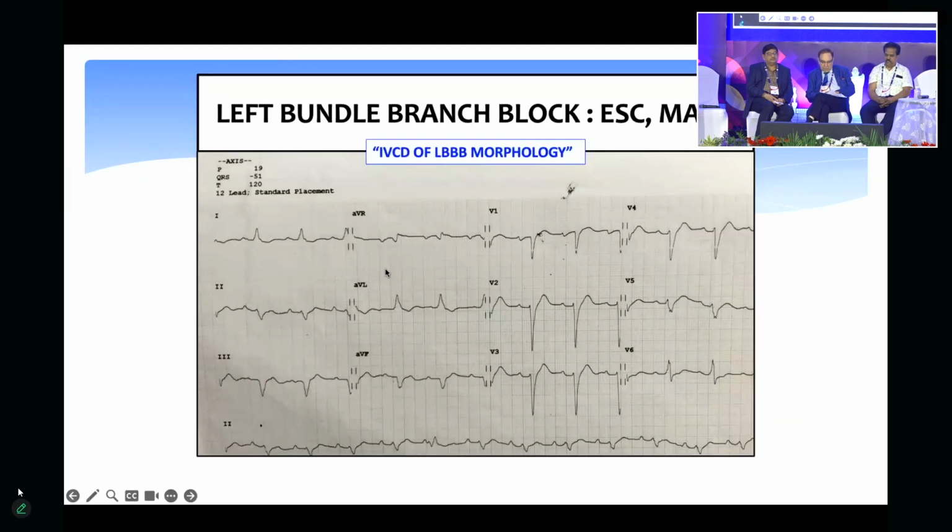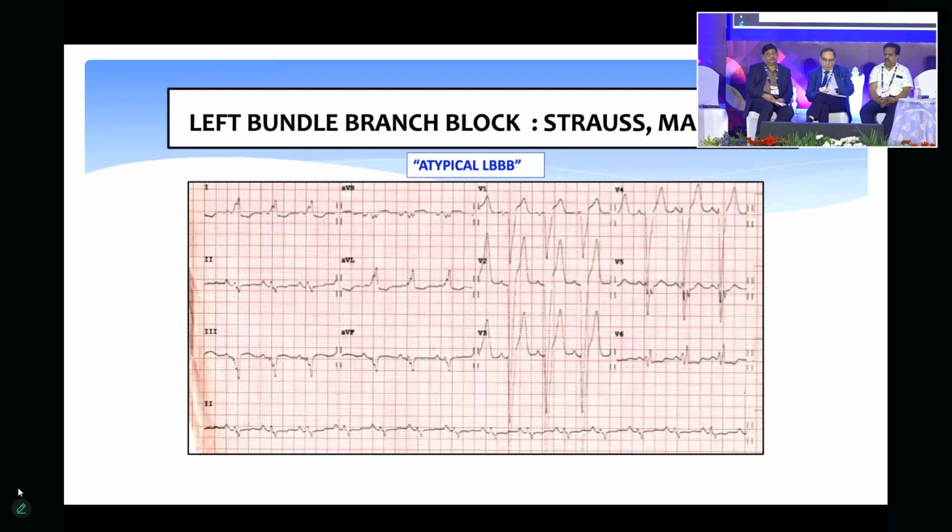Whereas if you look at this, the initial part of the QRS is slurred, and then there is a notch in the last part of the QRS. Now you may be surprised to find that the ESC and the MADIT criteria will call this LBBB, but I think this is probably better called IVCB of left bundle branch block morphology, and conduction system pacing or left bundle pacing is unlikely to rectify this.